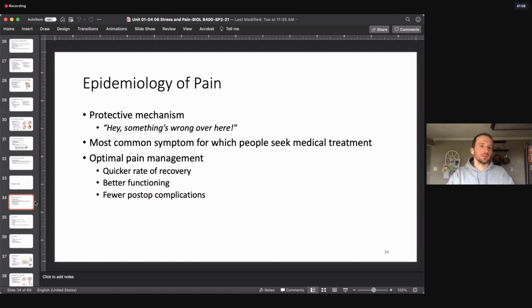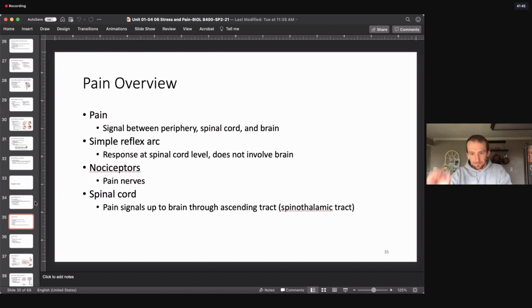And it's thought the reason neutrophils are good at activating pain receptors is so that the organism doesn't forget about it or avoid it. Patients that have deficiencies in the ability to feel pain typically have short lifespans, or are at big risk for major complications fairly quickly. Pain is one of the most common symptoms for which people seek medical treatment, and there are optimal pain management strategies, and they are important, because if you manage pain adequately, the patient will feel better, they'll reach a level of functioning more quickly, and they'll have fewer complications.